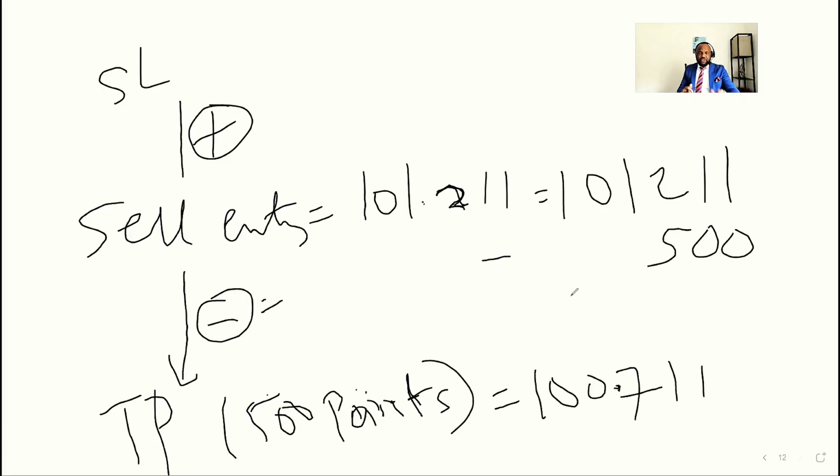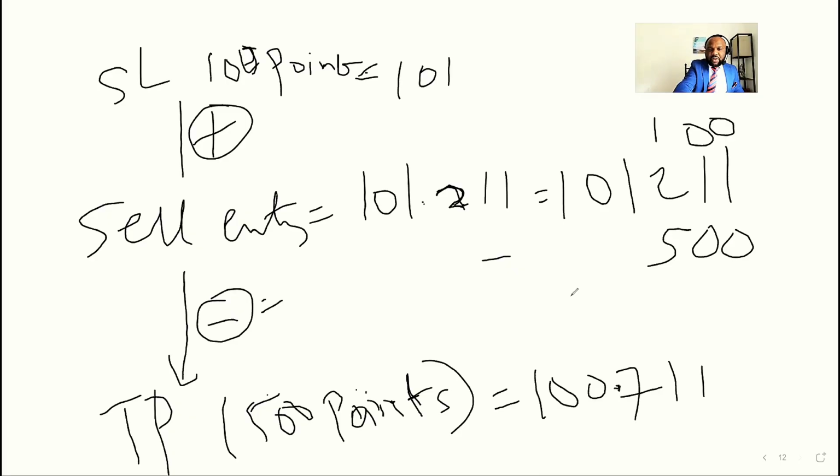Then the stop loss is a target of 100 points. To target 100 points in a short sell, we need to add 100 to the entry price. That's going to give us 101,311. The decimal goes after three figures: 1, 2, 3. You put it here, and this is your stop loss. So if you set 101.311 as a stop loss, you will not lose more than 100 points if that trade goes against you. That is the whole idea.